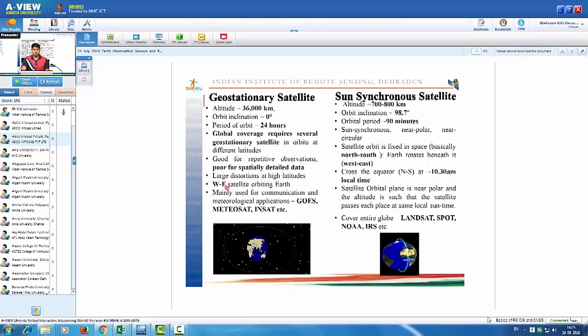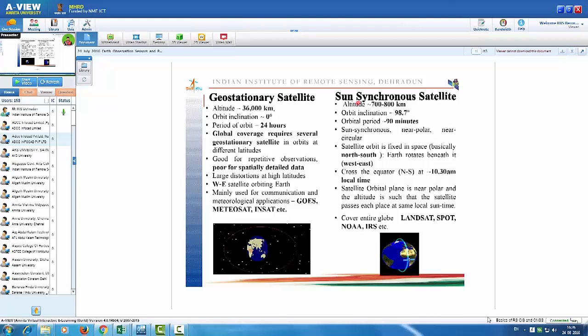Now normally all the geostationary satellites are west to east orbiting, and mainly useful for communication, meteorological, and weather forecasting purposes. Some examples are GOES, Meteosat, and INSAT satellites.